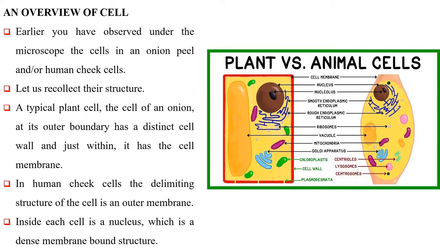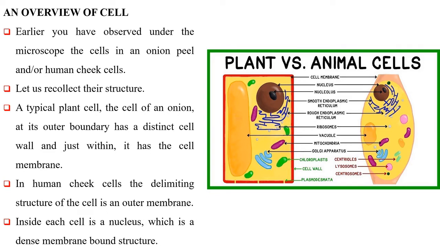An overview of cell. Earlier, you have observed under the microscope the cells in an onion peel or human cheek cells. Let us recollect this structure. A typical plant cell, the cell of an onion, at its outer boundary has a distinct cell wall and just within it has the cell membrane. In human cheek cell, the delimiting structure of the cell is an outer membrane.